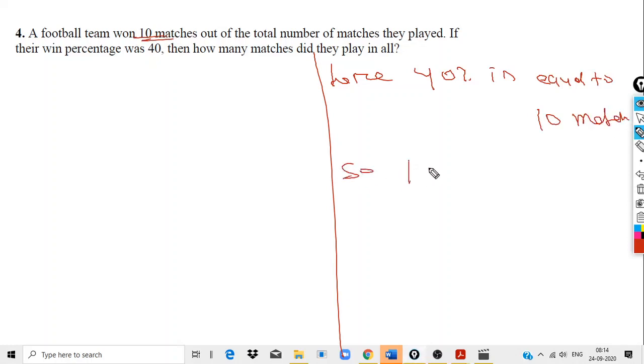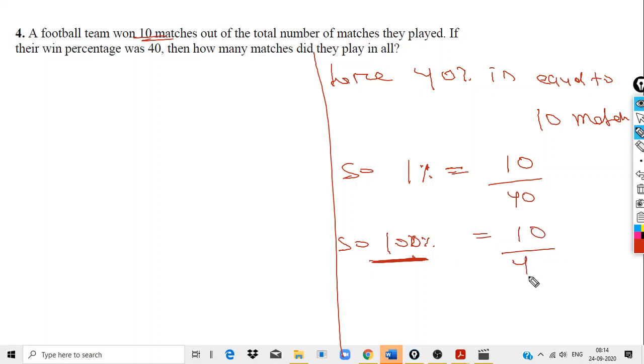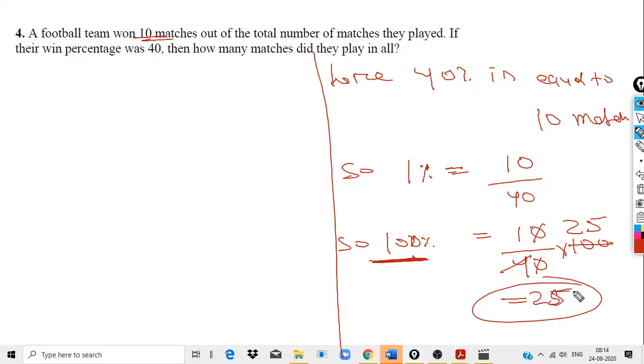So 1% will be equal to what? 10 divided by 40. So 100%, which means the total number of matches, will be equal to 10 by 40 into 100. Now you cancel 1 zero here, and you can cancel 25 here. So it will be equal to 25. So how many matches are there? The total number of matches is 25.